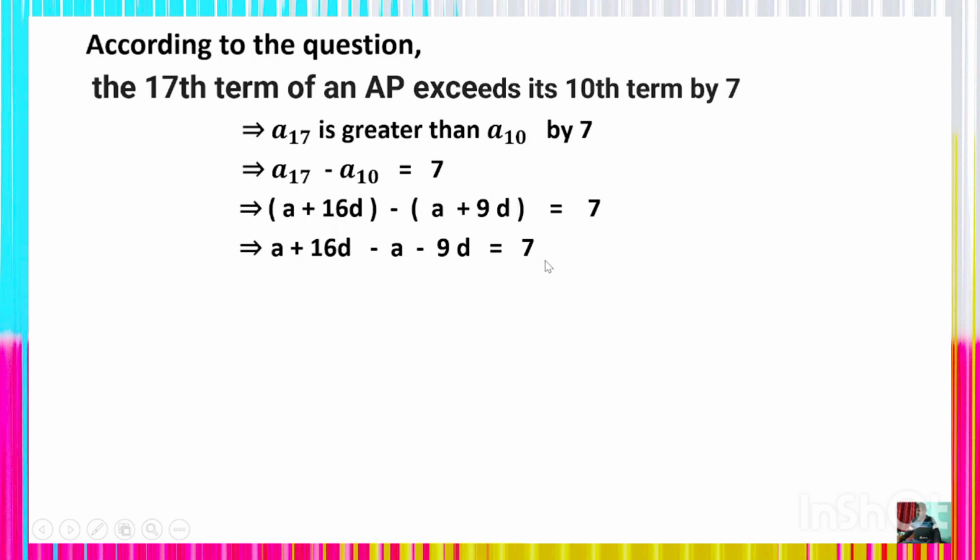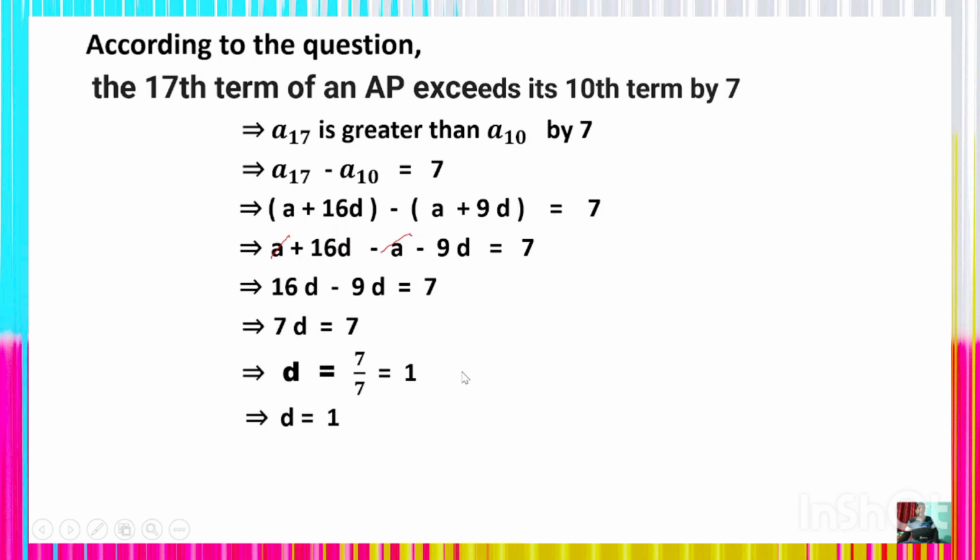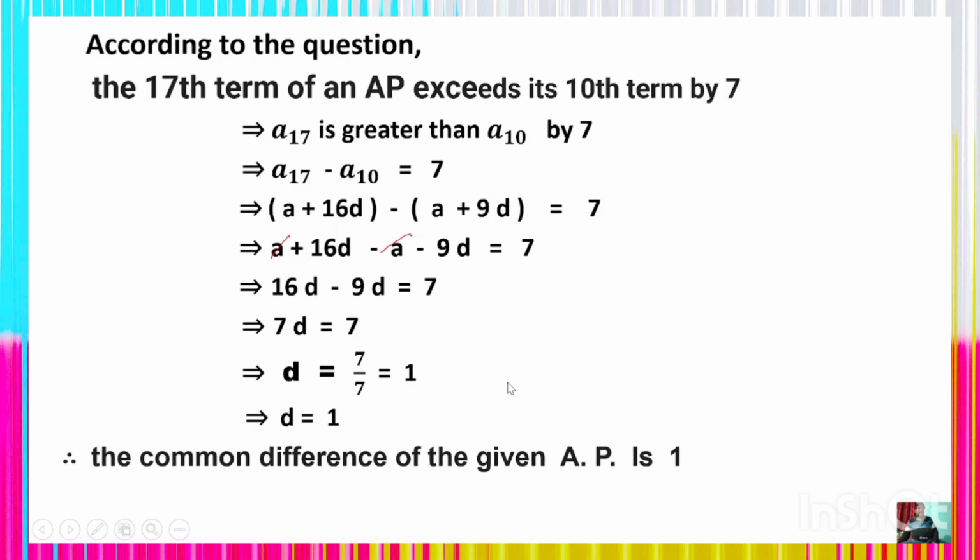Understand? So here we can cancel plus a and minus a. After cancellation we will get 16d minus 9d, which is 7d. So 7d is equal to 7 and d is equal to 7 upon 7, which is 1. Thus d is equal to 1. Thus we get the common difference of the given AP is 1. This is a simple and fundamental problem for you and also an important problem. I hope you will practice it and follow it.